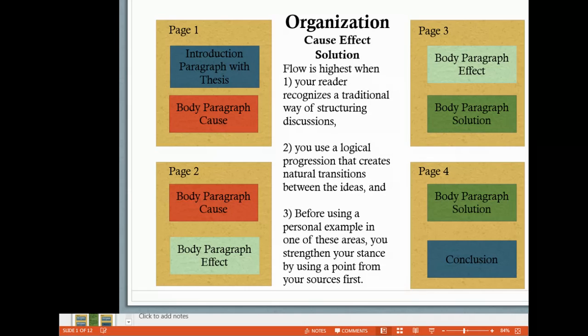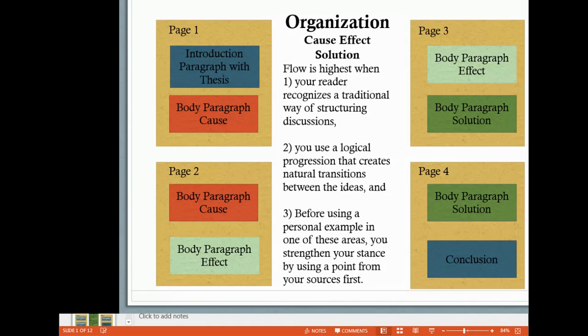So if you want to organize your paper with a cause, effect, and solution format, this can really just make the flow happen for you, honestly, because readers recognize this as a traditional way of structuring discussions. It will create logical progression between your paragraphs, which in turn creates natural transitions between the ideas. So you're not going to have to force those transitions. Okay, so I want to go through those before I talk about point three.